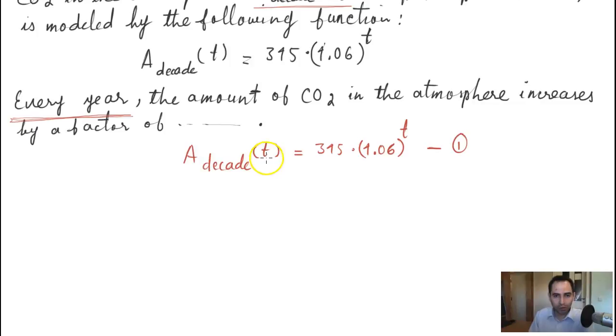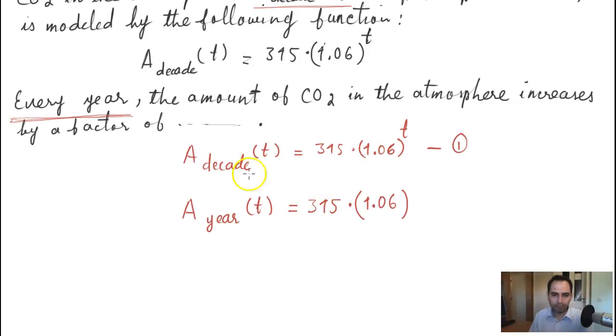And if I want, based on this function, to create another function that would take t as years, I would simply write A of year of t, and then of course I wouldn't have to worry about these numbers. These are just numbers; they have nothing to do with the variable. So 315 times 1.06 raised to the power.